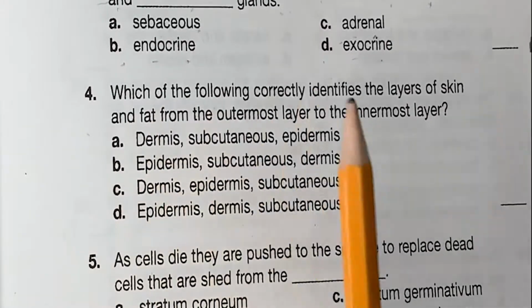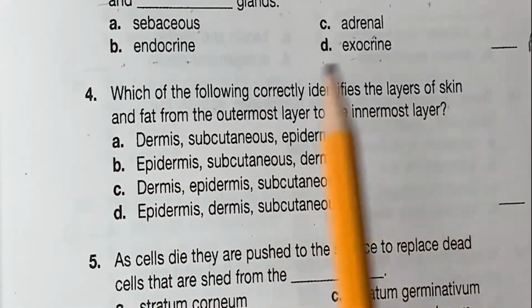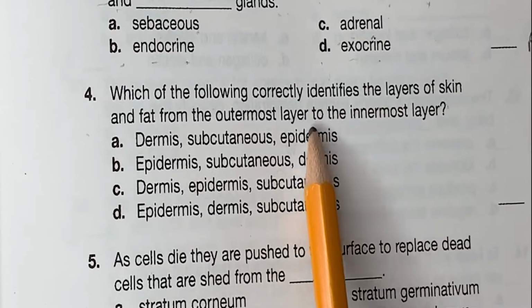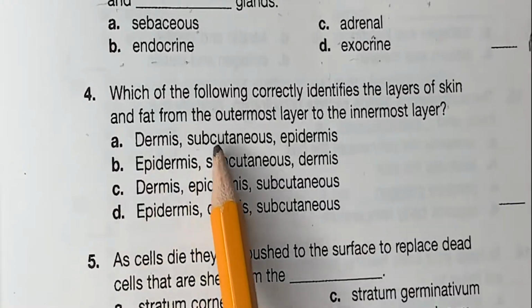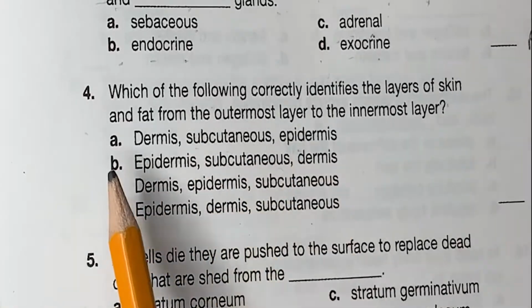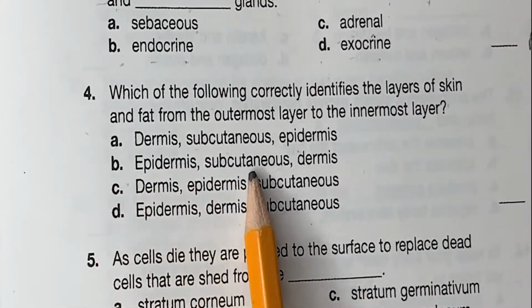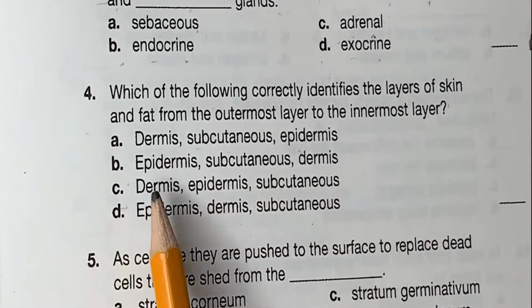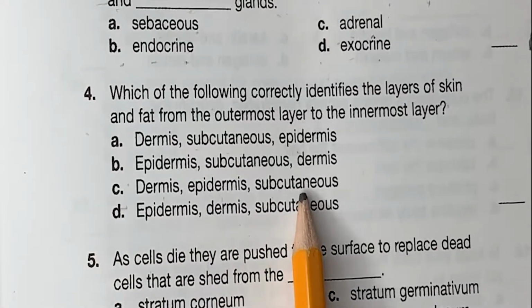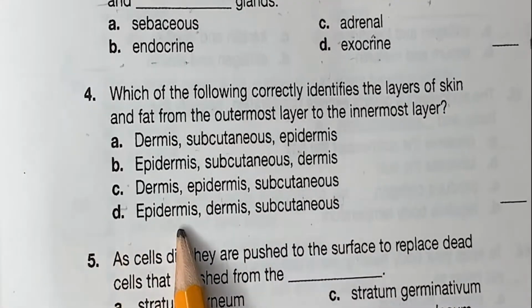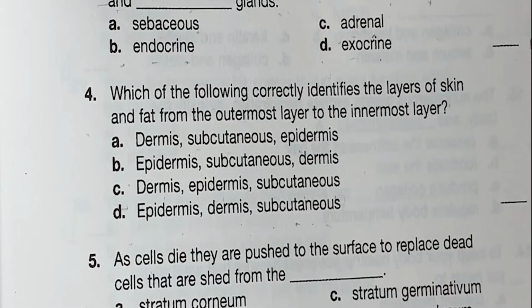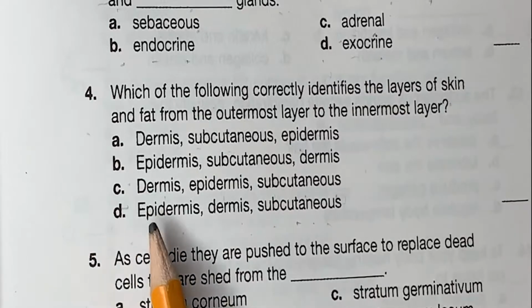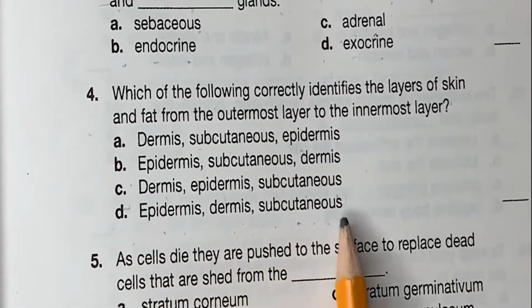4, which of the following correctly identifies the layers of skin and the fat from outermost layer to the innermost layer? Is it A, dermis, subcutaneous, epidermis, B, epidermis, subcutaneous, dermis, C, dermis, epidermis, or subcutaneous, or D, epidermis, dermis, and subcutaneous? And your correct answer is D, epidermis, dermis, and subcutaneous.